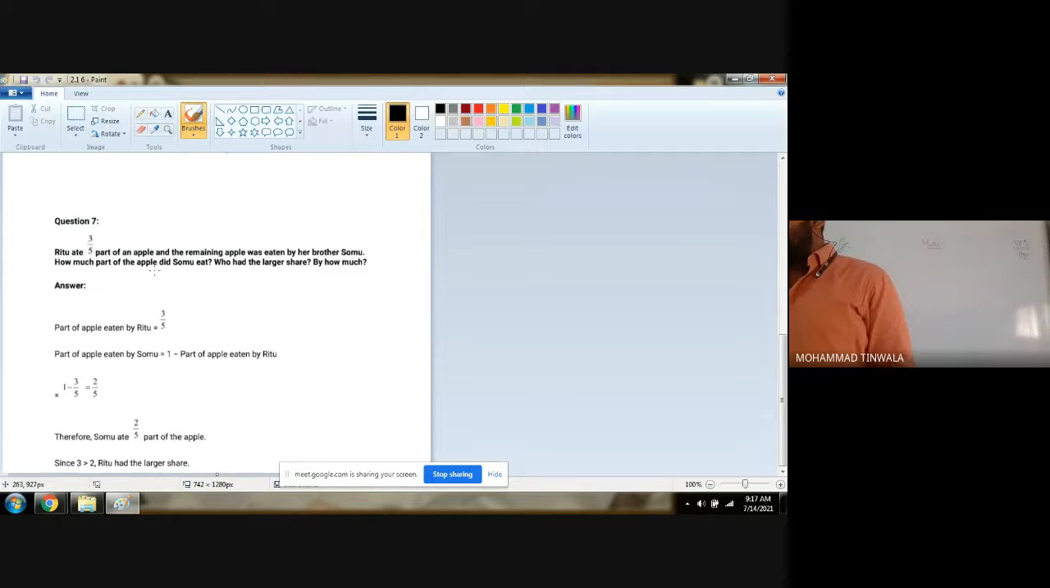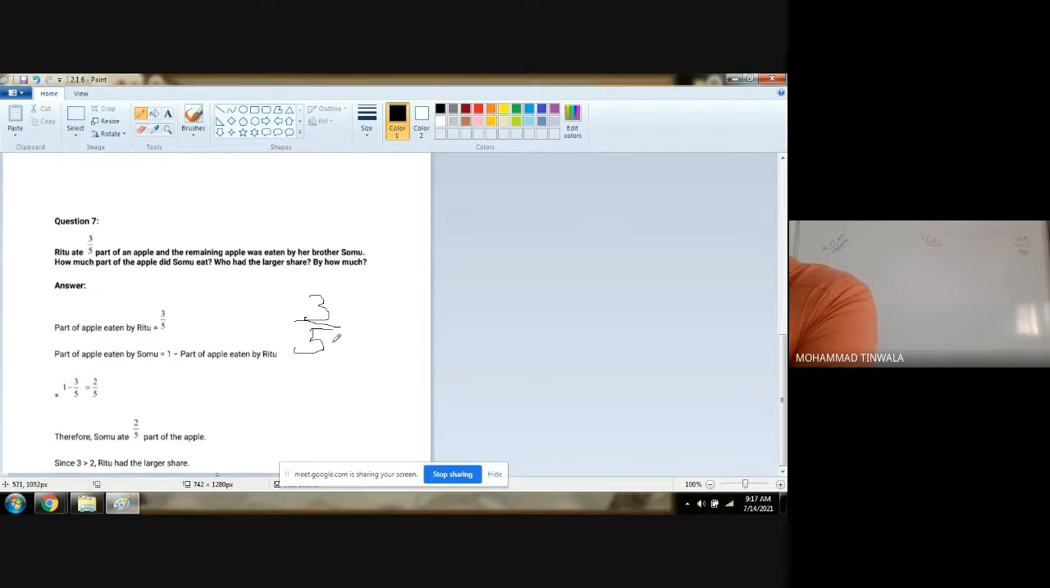Very good. Do you feel that this has to be done on board? See, if you come again on the screen itself, it shows that 3/5 was had by Ritu. So the total part was 5. Out of 5 parts, 3 parts of the apple were eaten by Ritu. So the remaining part was eaten by her brother.